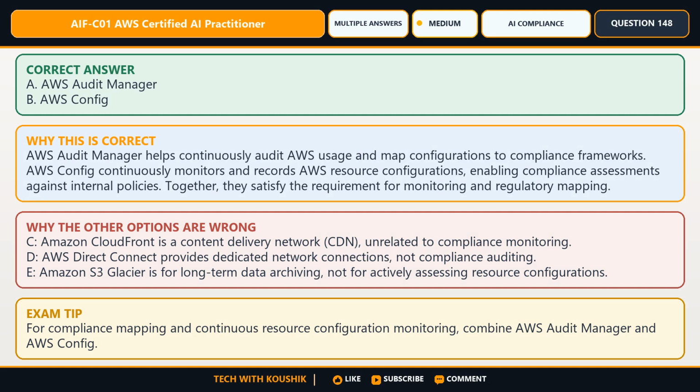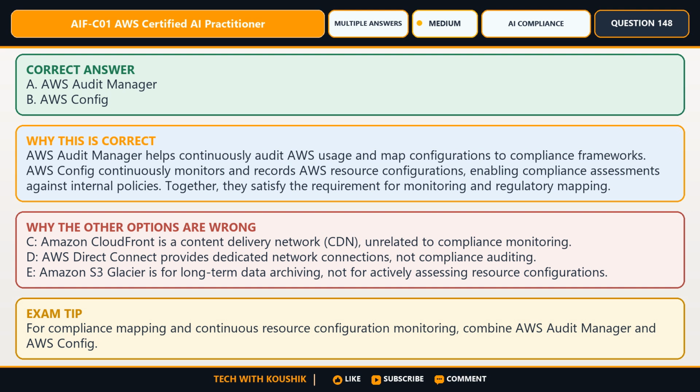AWS Audit Manager. B. AWS Config. The key clue points here because AWS Audit Manager helps continuously audit AWS usage and map configurations to compliance frameworks. AWS Config continuously monitors and records AWS resource configurations, enabling compliance assessments against internal policies. Together, they satisfy the requirement for monitoring and regulatory mapping.